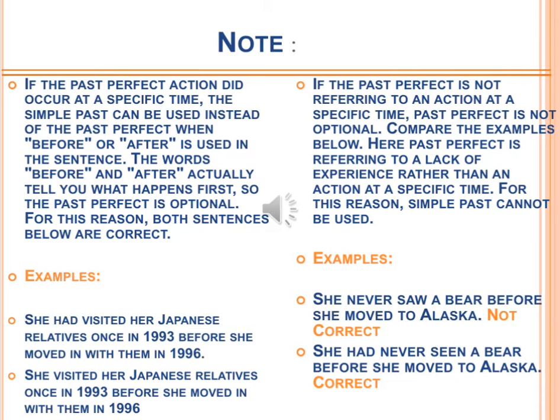If the past perfect is not referring to an action at a specific time, past perfect is not optional. Compare the examples below. Here, past perfect is referring to a lack of experience rather than an action at a specific time. For this reason, simple past cannot be used. Example: she never saw a bear before she moved to Alaska. Not correct. She had never seen a bear before she moved to Alaska. Correct.